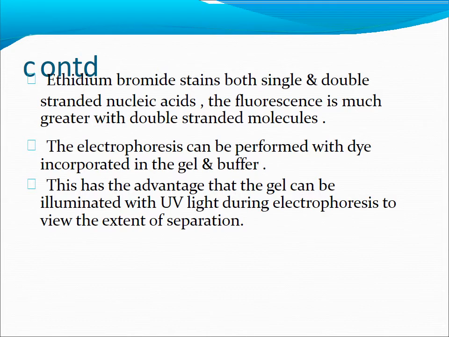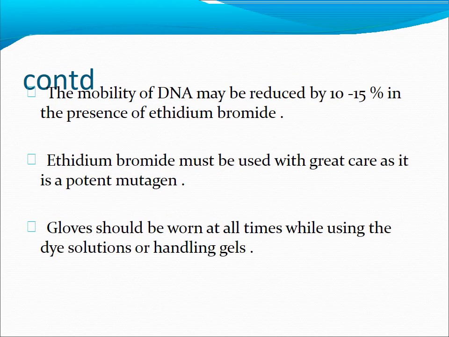Now, ethidium bromide stains both single and double-stranded nucleic acid, and the fluorescence is much greater with double-stranded nucleic acid. The electrophoresis can be performed with dye incorporated in the gel and buffer. This has the advantage that the gel can be illuminated with a UV lamp during electrophoresis to see the extent of separation. The mobility of DNA may be reduced by 10 to 15% in the presence of ethidium bromide.